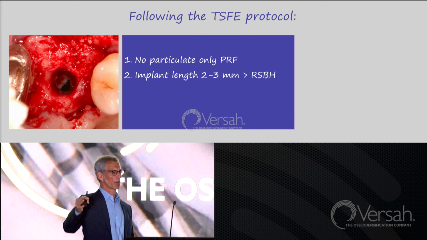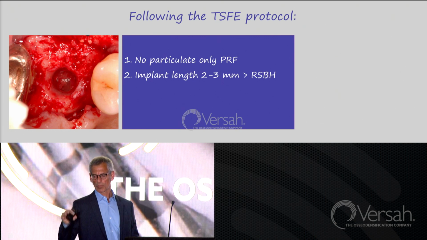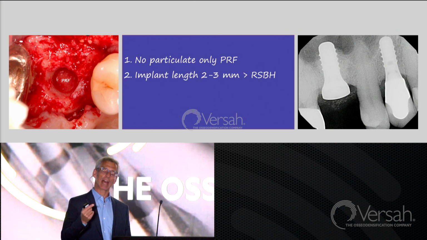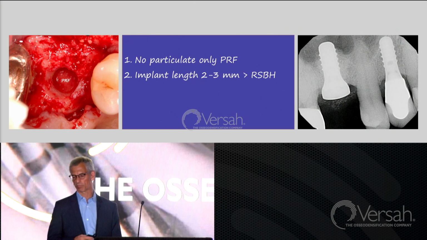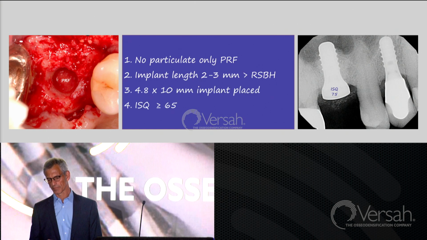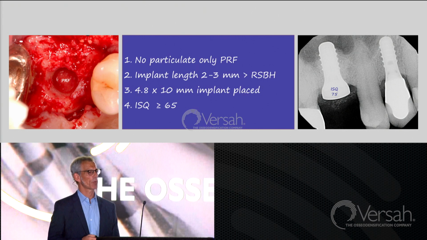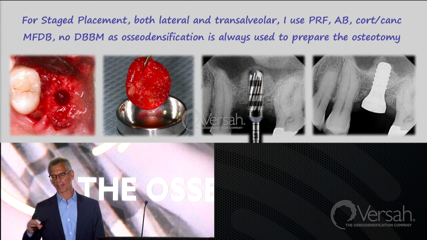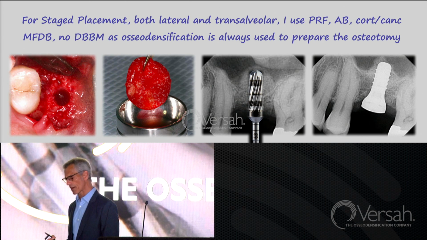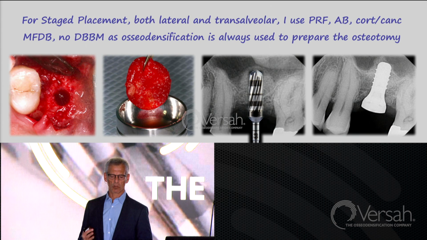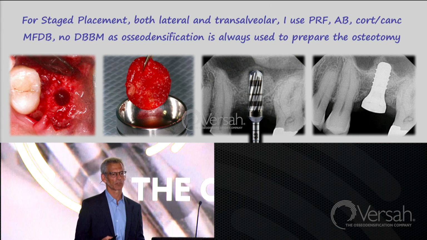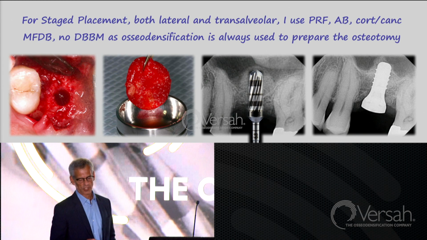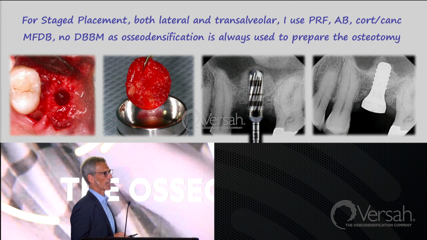Remember what I said, I perf. No particulate, only PRF. And here you see I've perfed at 8 millimeters. That means I can put a 10 or 11 millimeter implant. High ISQ, 4.8 by 10. For stage placement, both lateral and transalveolar, I use PRF, autogenous bone, cortical cancellous mineralized freeze-dried bone, no bovine bone mineral, as osseodensification is always used to prepare my osteotomy.